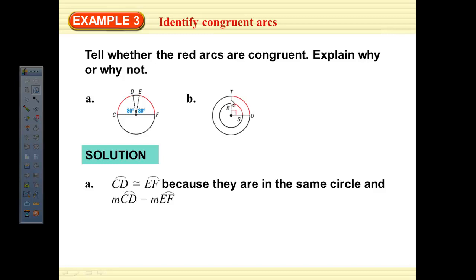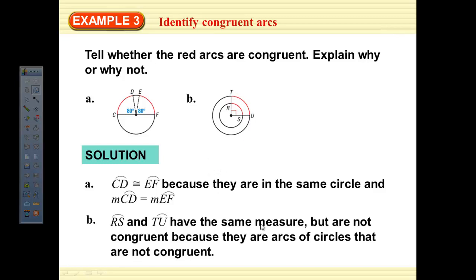Here, we've got the same central angle of 90 degrees, but if you notice the radius of the smaller circle versus the bigger circle, the radii are different, so therefore this arc is not equal to this arc. So arc RS is not congruent to arc TU. So they have the same measure, but they're not congruent because the arcs of the circles are not congruent.